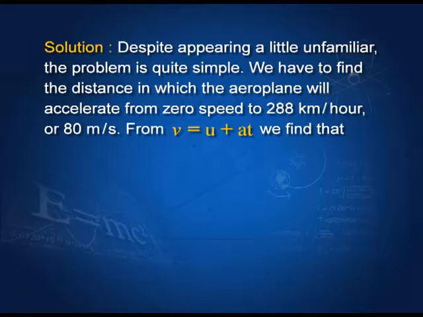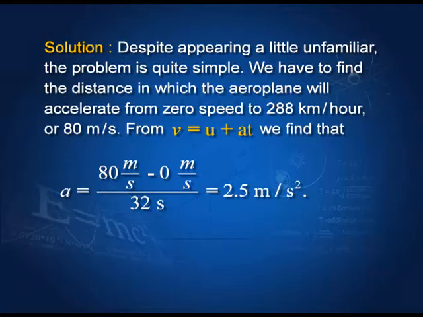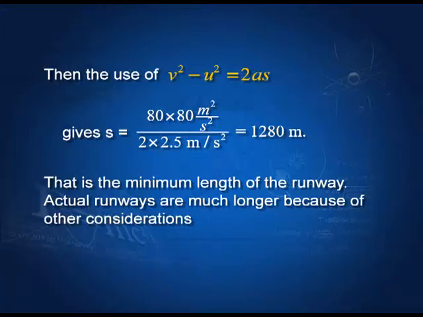That is, we are given initial speed, we are given the final speed, and from v equal to u plus a t, we find that a must be equal to 2.5 meters per second square. You substitute the values and get this, and then use v squared minus u squared to get the distance in which the given velocity has to be attained. You see, s is equal to half a t square, that is half into 2.5 meters per second square times t square, and we get the result as 1280 meters, that is 1 kilometer 280 meters.